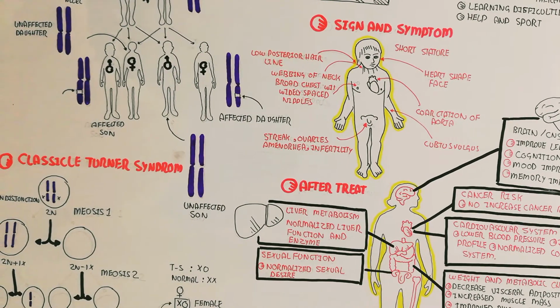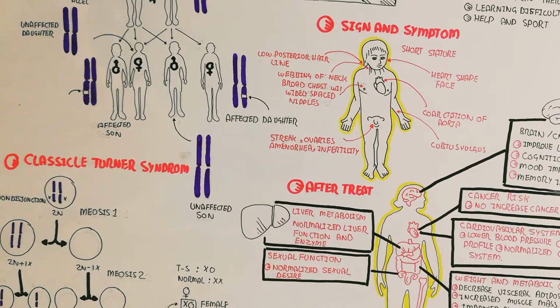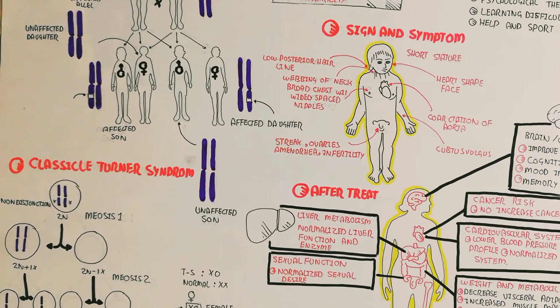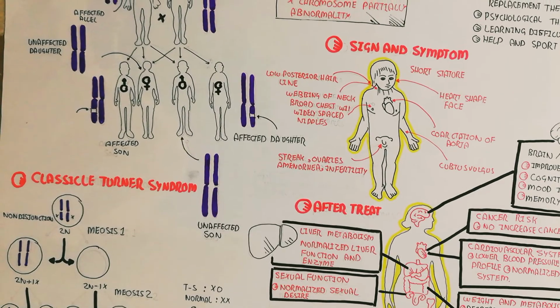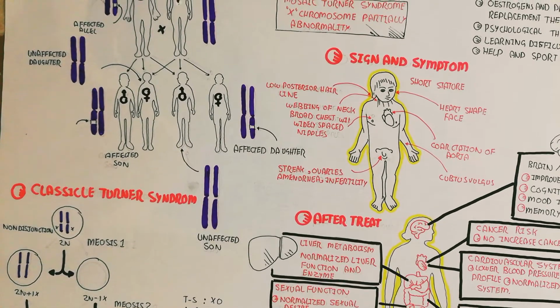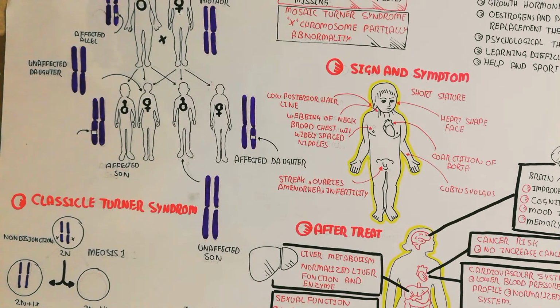We have discussed the autosomal dominant mosaic Turner syndrome and classical Turner syndrome, which are the two types. So here we can conclude this tutorial.